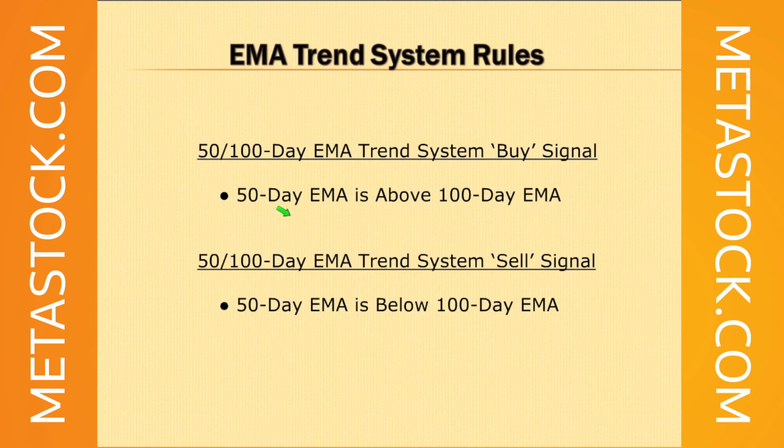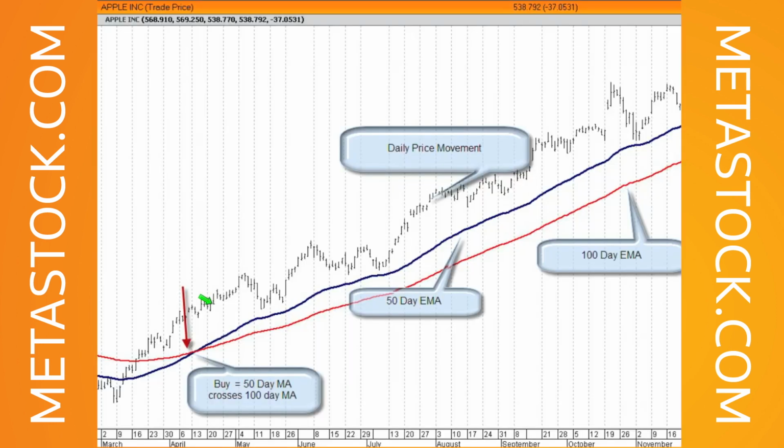So my basic trend following system is pretty simple. I use the 50-day exponential moving average in relation to the 100-day exponential moving average. And if the 50-day exponential moving average, which is the shorter of the two averages, if that 50-day EMA is above the 100-day EMA, then the stock is on a buy signal. And if the 50-day EMA is below the 100-day EMA, the stock is on a sell signal.